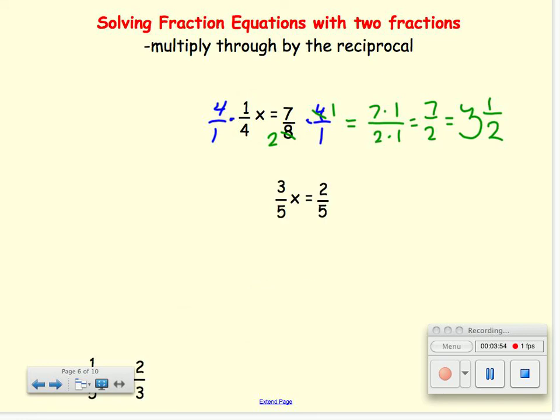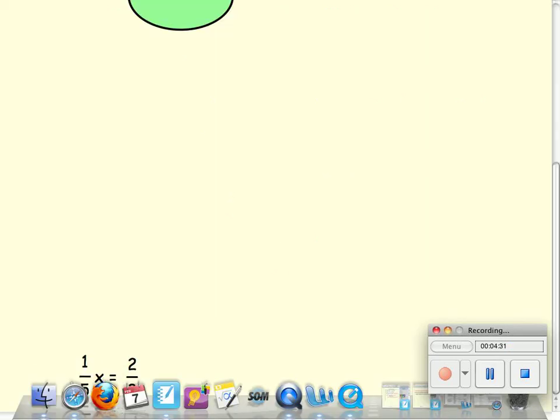Okay, I want 3/5 x is equal to 2/5. What is x? Well, what's the first thing I should do, class? 3 over 5. Yeah. So I should times through by 5 over 3. This cancels out. The 5 and 5 cancel out. And I get x is equal to 2. This turns into 1. 2 times 1 over 1 times 3. 2 over 3.